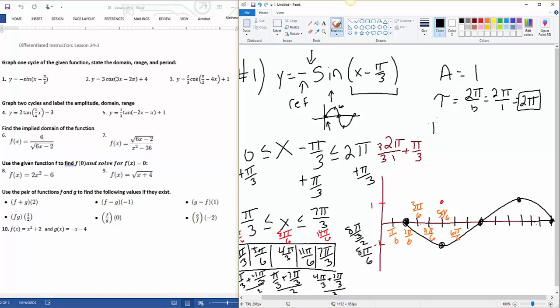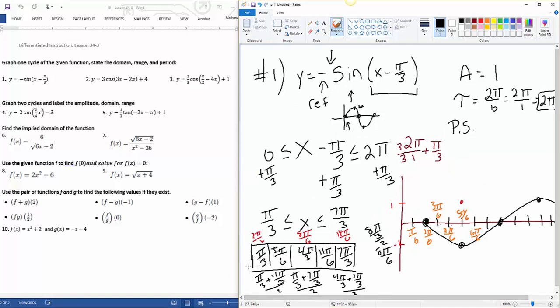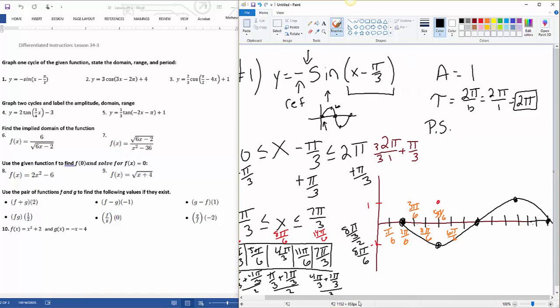My phase shift, or my horizontal shift, is always the first value in this value box because it shifted from 0 to that pi thirds. So my phase shift is going to be pi thirds. And so my domain would be -infinity to +infinity, and my range is going to be from -1 to +1.